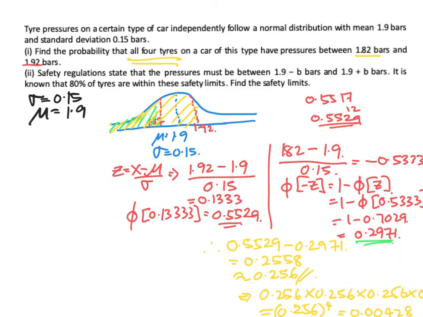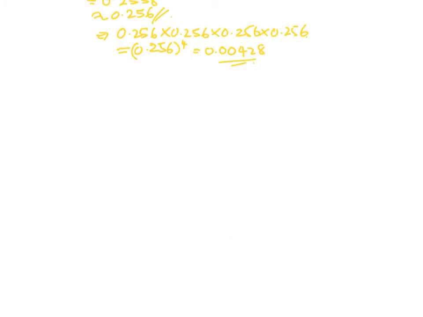Let's look at the next part of the question. Safety regulations state that the pressure must be between 1.9 minus b bars and 1.9 plus b bars. It is known that 80% of the tires are within these safety limits. Okay, 80% are within this safety limit. Find the safety limits.